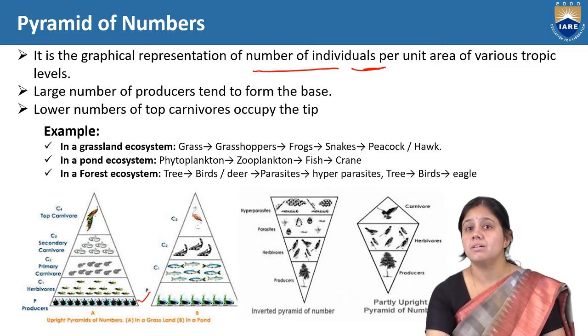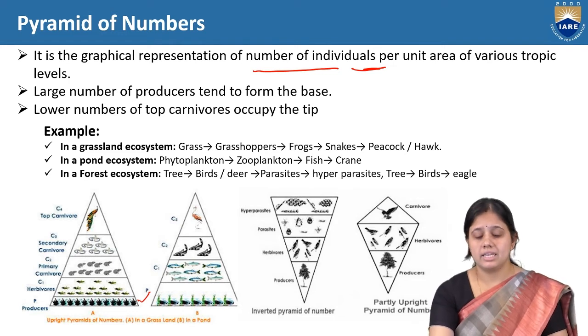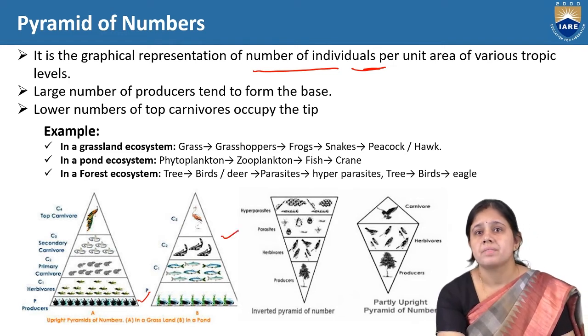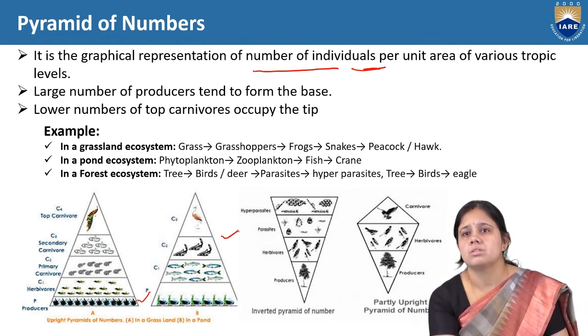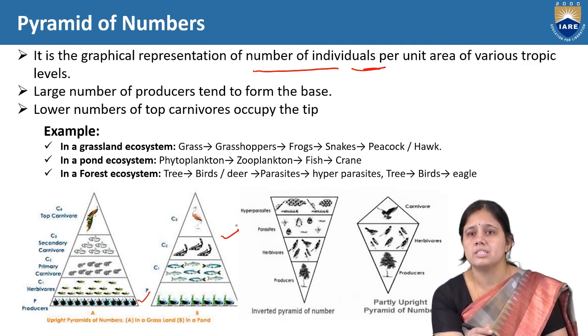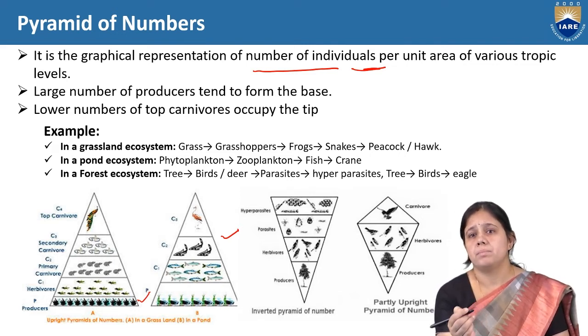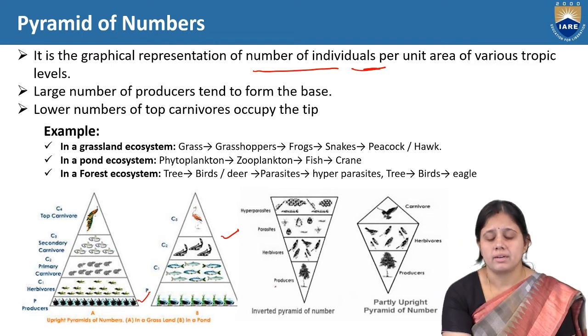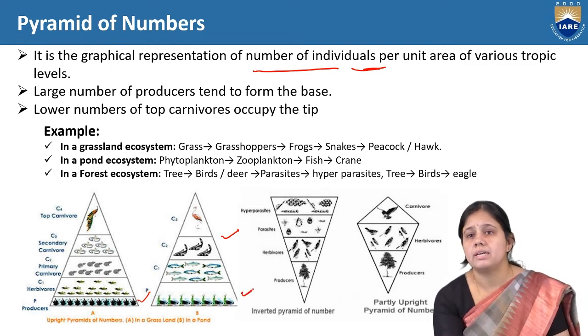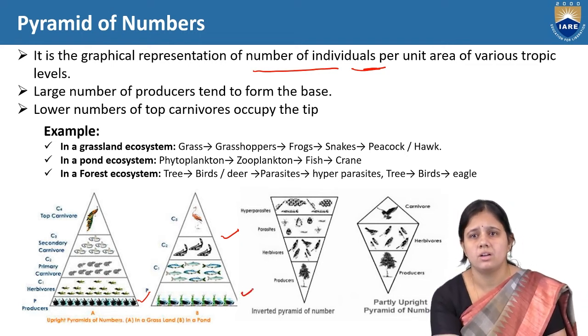Pyramid of number of a grassland ecosystem. Like this, in this picture, you can see the example of a pond ecosystem and how it is placed according to their number. The first one is the phytoplankton. Phytoplankton are the producers, so they are at the lower level.